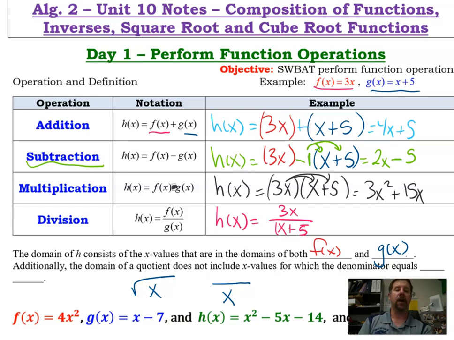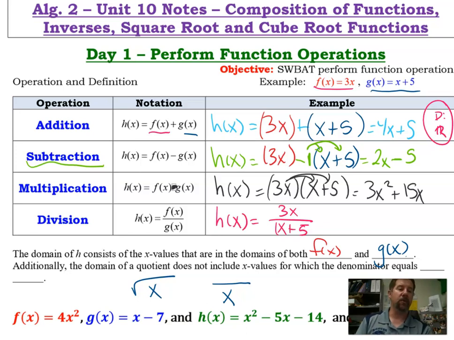So going back to up here for our addition, my answer is 4x plus 5, no square roots, no fractions. And if I look at the parent functions, no square roots, no fractions. So my domain would be all real numbers. There it is. Same thing for the subtraction one.